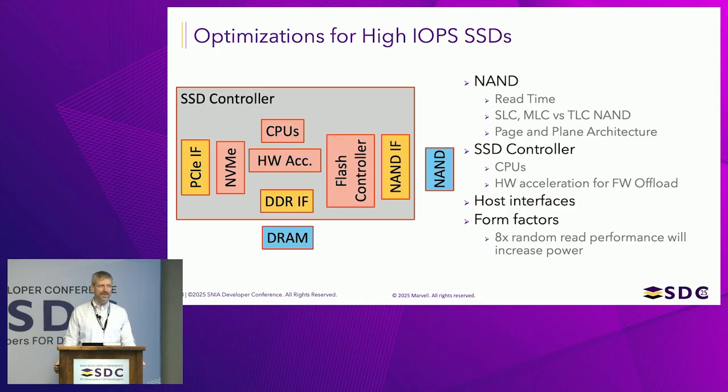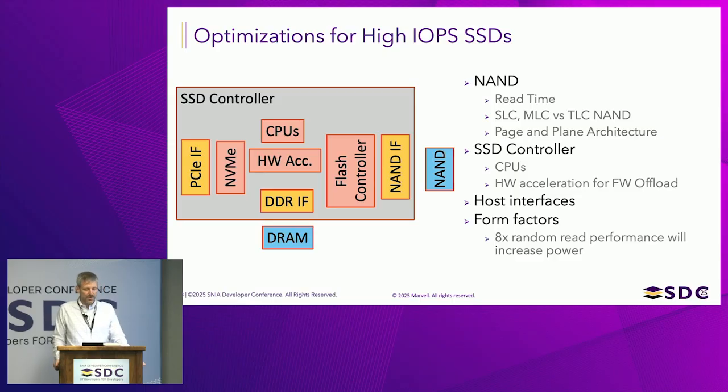For this type of NAND, the sensing of the voltages requires multiple steps, which increases the read time. So you could really speed up the read time by moving to single-level cell schemes where you just have 2 voltage states. Then you can also look at the page and plane architecture. I will show that later.